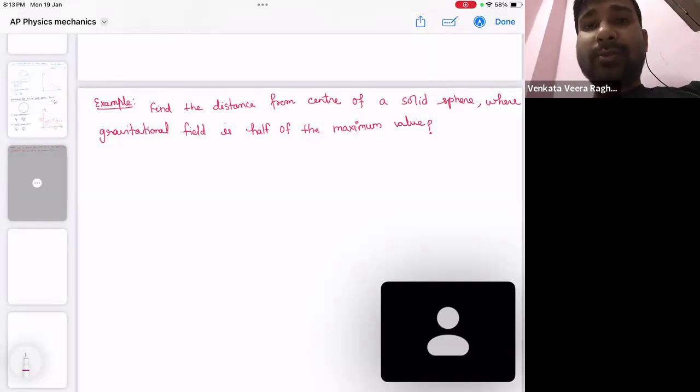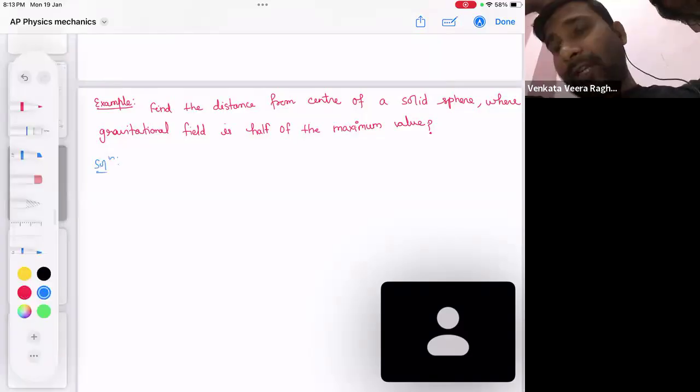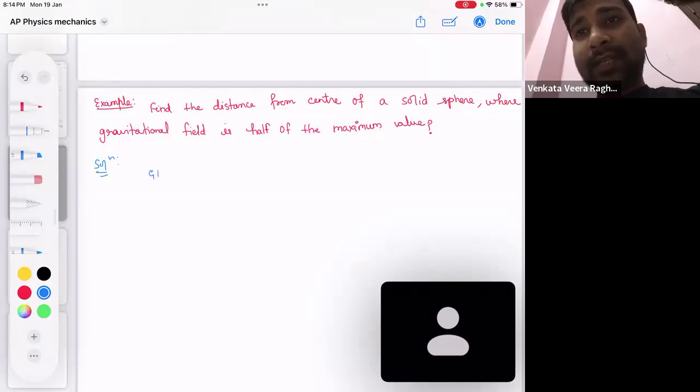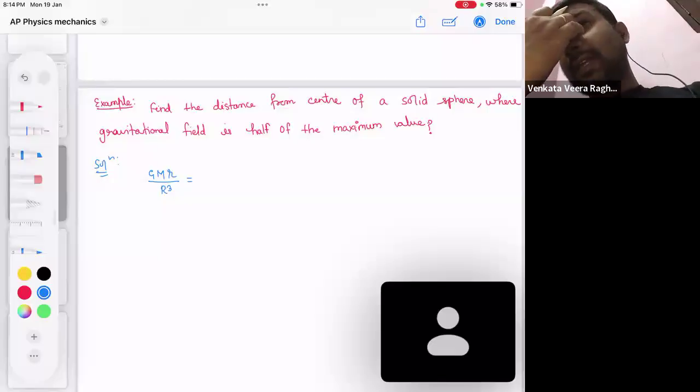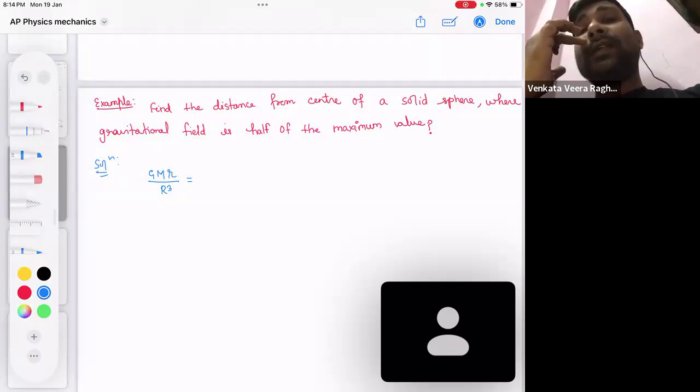Okay, so what are those 2 points coming? Check it and tell me. So field inside, if I'm calculating the inside point, what will I write? Field, I will write GMr by R cube. This is the field inside a solid sphere at a distance small r from the center.